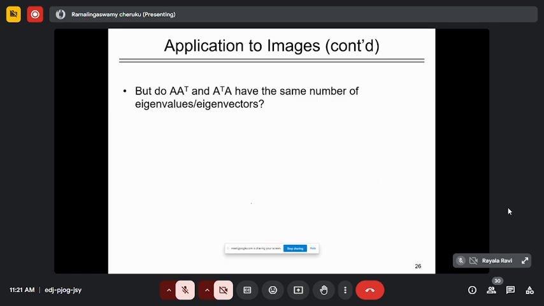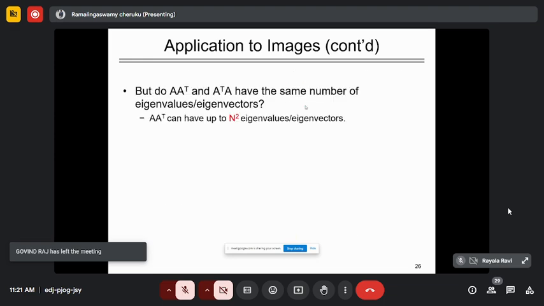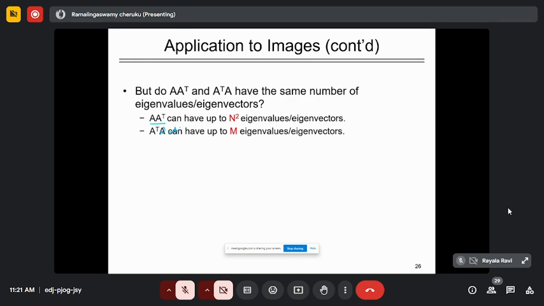But do A into A transpose and A transpose A have the same number of eigenvalues? What we are doing is, instead of A into A transpose, we are using A transpose A, to reduce the computation. That is the whole idea. A into A transpose can have up to n square eigenvalues because the dimension is n square cross n square, whereas A transpose A, where A is of size m cross n, can have up to m eigenvalues.